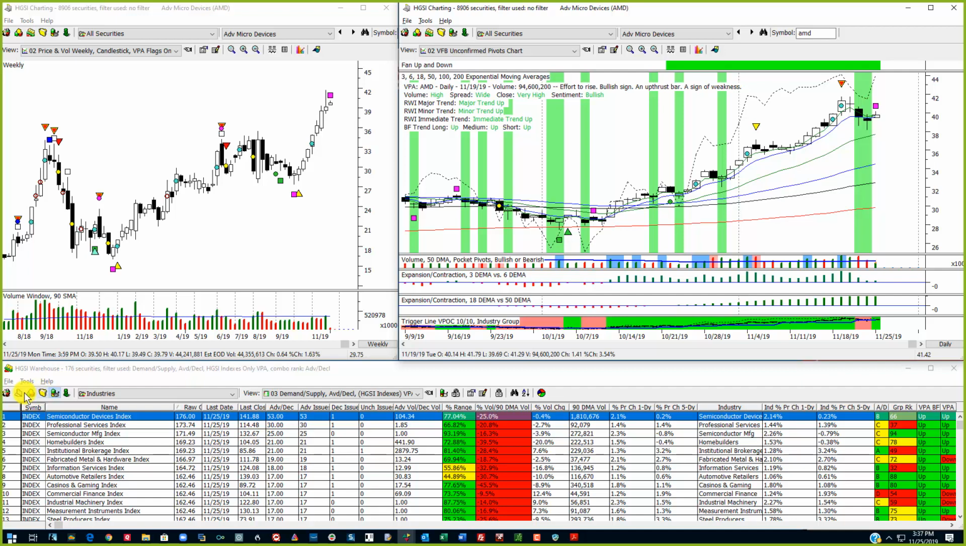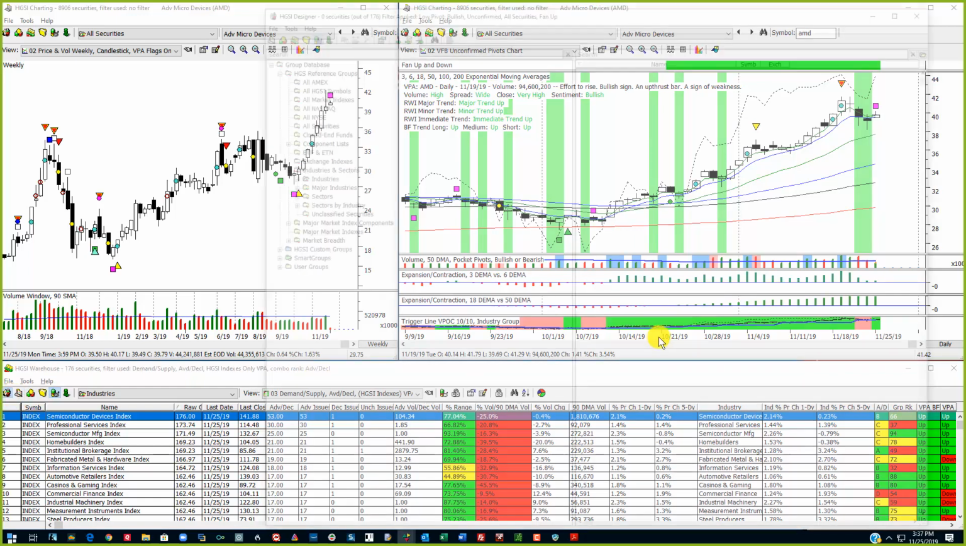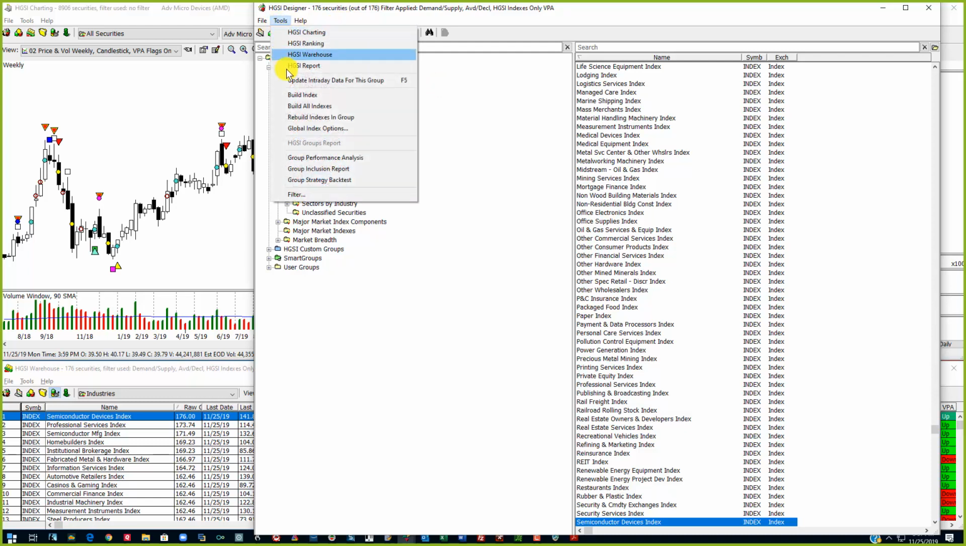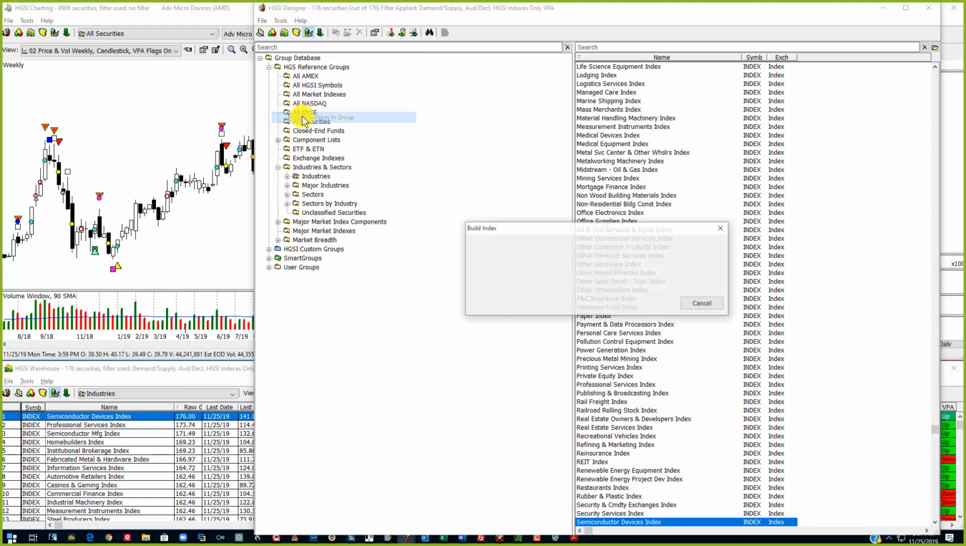Demo how to rebuild indexes again. Sure, Tom. You just go into the designer. You have to have Thinkorswim running in the background and updated. You can do a manual update, or I usually just let it run every 5 minutes. And you go into industries, just click on that, and you select rebuild indexes in group, and it takes the current stock prices and rebuilds those indexes. So you're current.